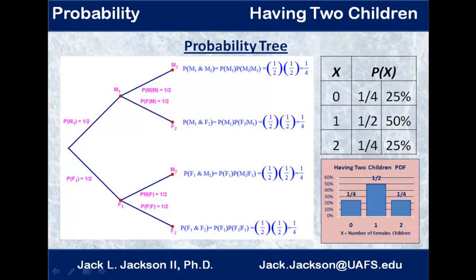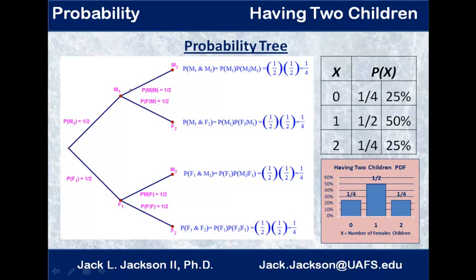In the probability tree on the left, we start at the beginning and we have our 2 branches. We have the events M1 and F1. M1 is that there's a male first child, and F1 is that there's a female first child. Each one of those has probability 1/2.